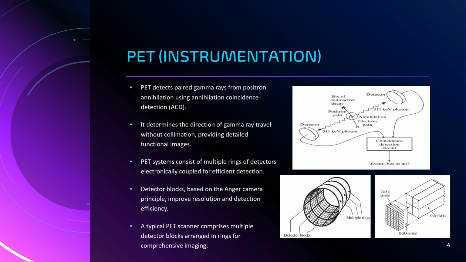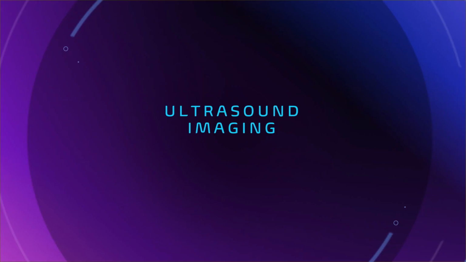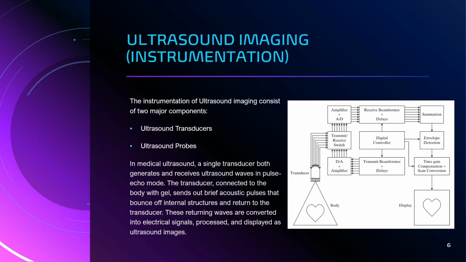PET systems consist of multiple rings of detectors electronically coupled for efficient detection. The detectors work on the same principle as that of planar scintigraphy, utilizing a scintillation crystal and an optical sensor such as PMT. The only difference is in the structure of the detector, as can be seen from the bottom two diagrams. The next modality is ultrasound imaging.